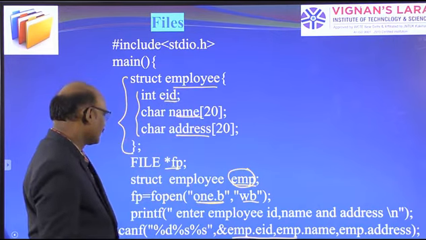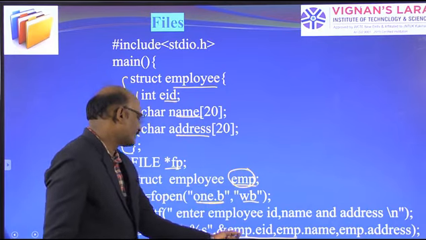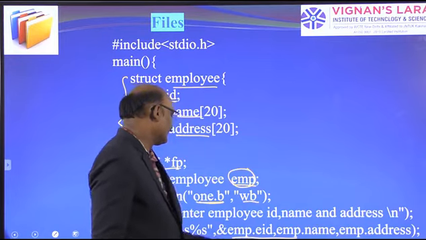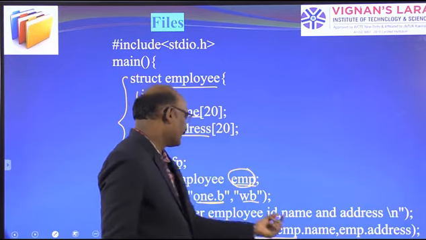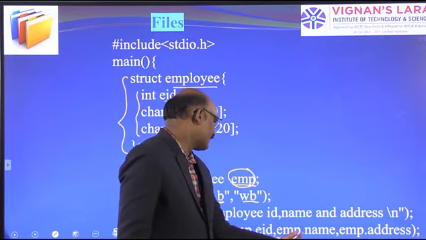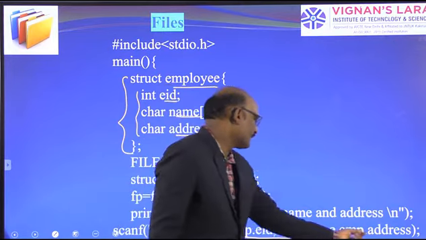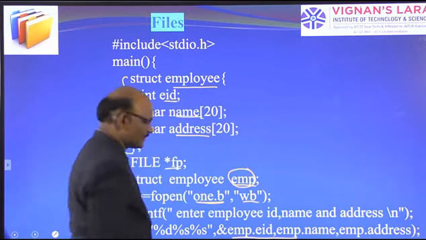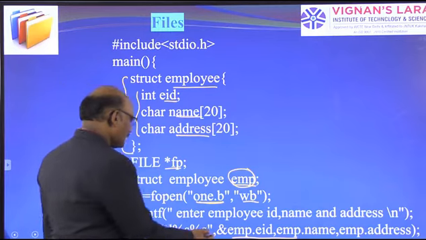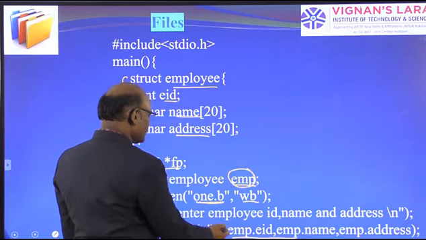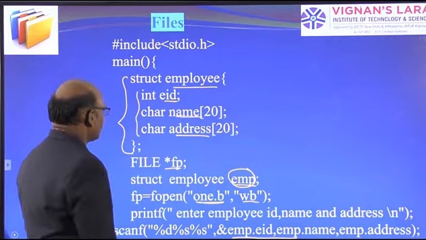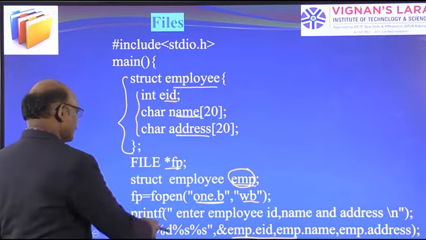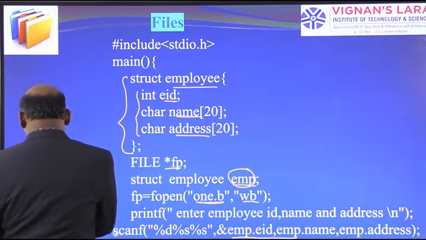So how do we read the employee details? Here the variable is emp. The employee ID of emp can be accessed as emp.eid. Next, the employee name can be read as emp.name, and emp.address. In the case of a string, you need not use ampersand; you may or may not use it. But employee ID is of type integer, so you must use ampersand. The members of a structure can be accessed with the help of dot. So first, read the details of an employee from the keyboard.